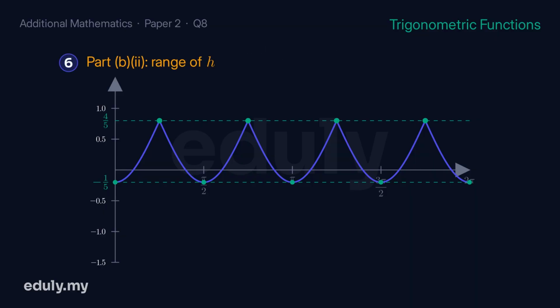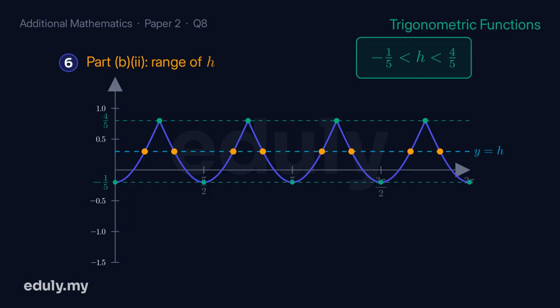Part B2. We want the line y equals h to cross the graph exactly 8 times. Slide a line across at this height. It cuts each of the 4 humps twice, so 8 crossings. For all 8, the line must stay strictly between the bottom and the top. Right at 4/5, it would only touch the peaks, and at -1/5, it would meet 5 points. So h lies strictly between -1/5 and 4/5.